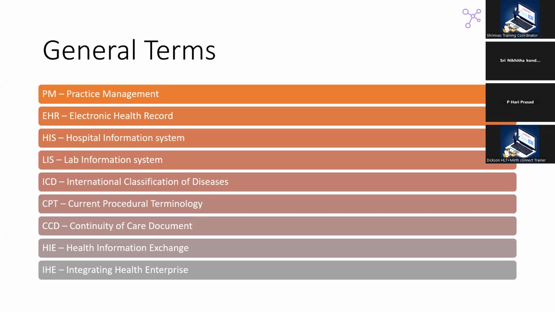Then you have CCD, which is a document basically used to represent the entire summary of a patient's stay in the hospital. And then HIE is a concept of how you exchange documents between two different hospitals, which is Health Information Exchange. And then IHE, Integrating the Healthcare Enterprise, is another standard like HL7 V2 and FHIR that is used for exchanging CCD documents through HIE. So the last three terms are used in the last session where we talk about other standards in healthcare, but other terminologies like PM and EHR are most frequently used throughout our training.